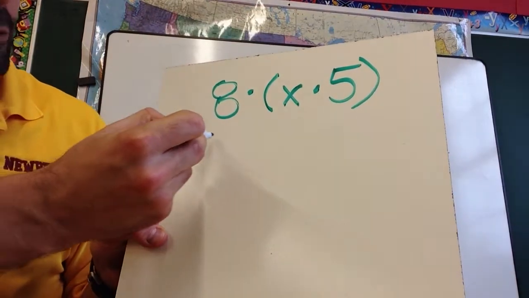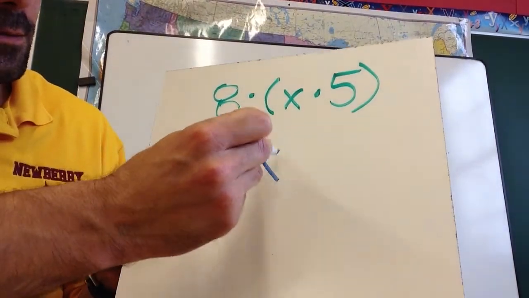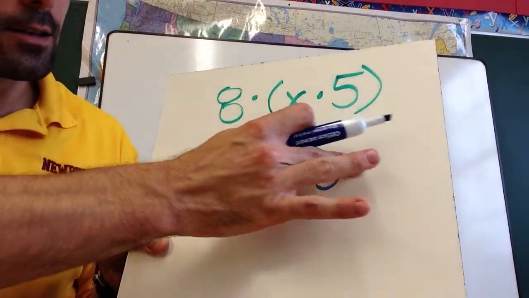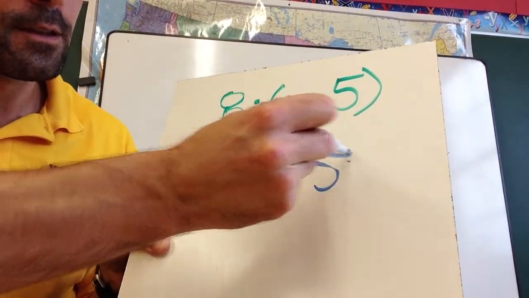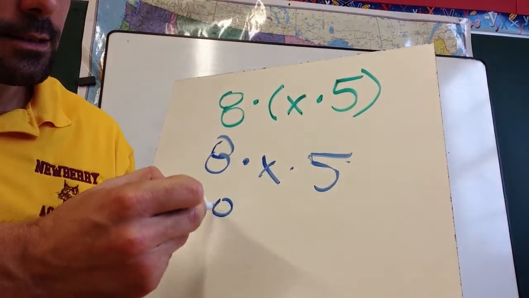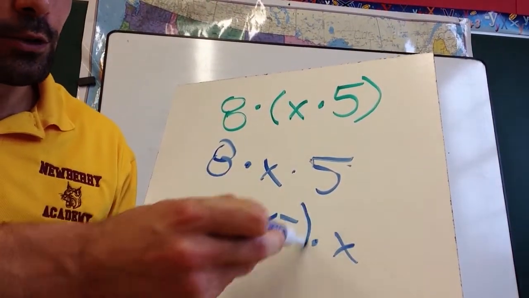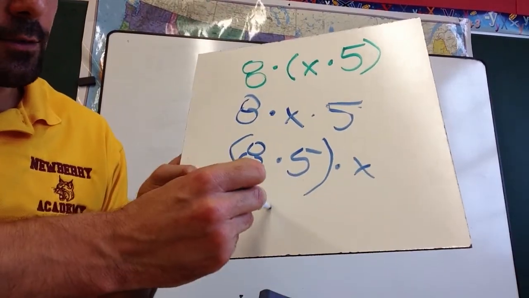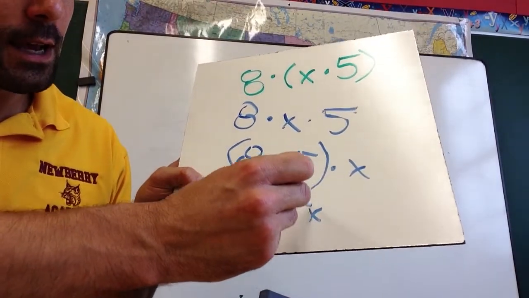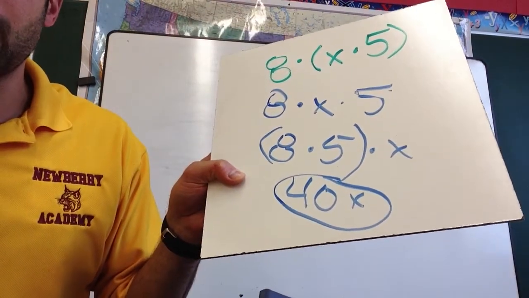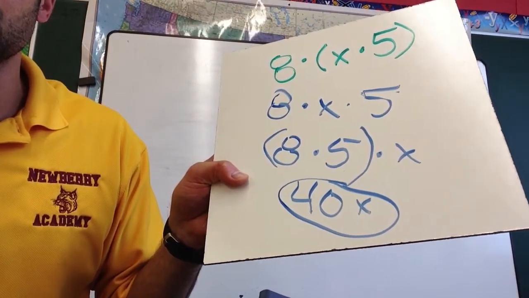First thing you need to do is get rid of the parentheses. Then I need to get the 8 and the 5 next to each other. And then I'm going to group those two together so that I can solve this to become 40 times x. And you'll notice that I got rid of the multiplication sign because when I write 40x, it's the same as 40 times x.